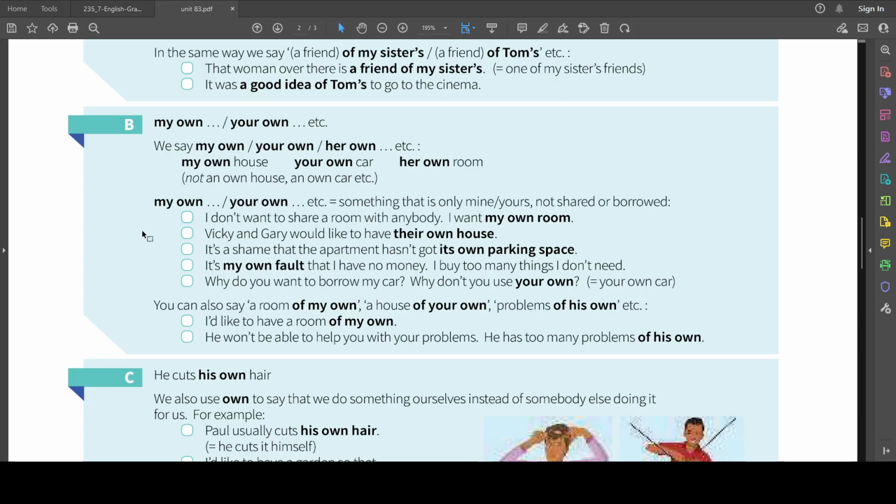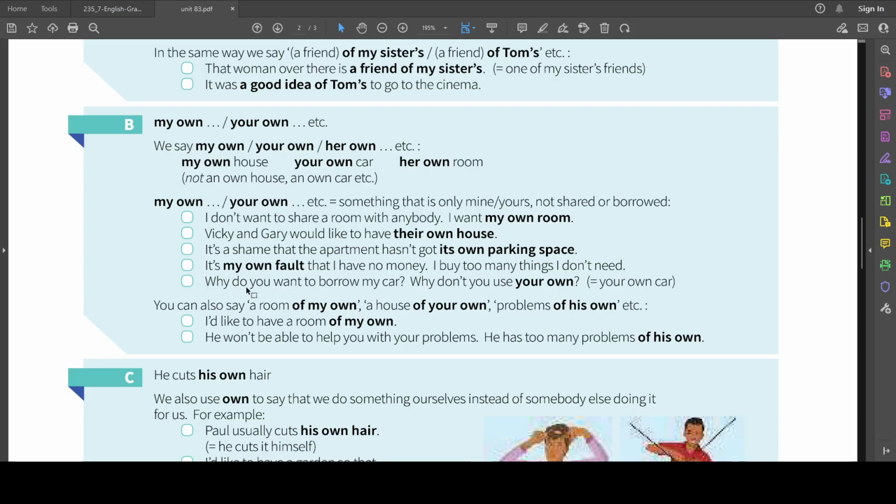Vicky and Gary would like to have their own house. It's a shame that the apartment has got its own parking place. It's my own fault that I have no money. I buy too many things I don't need.